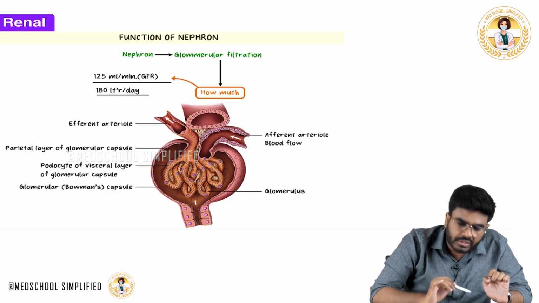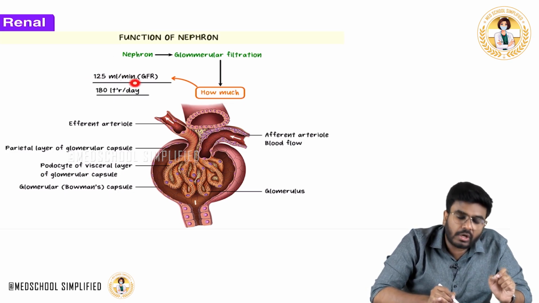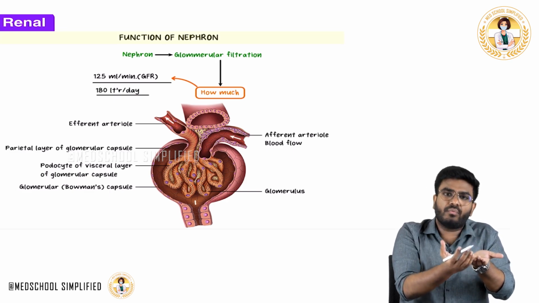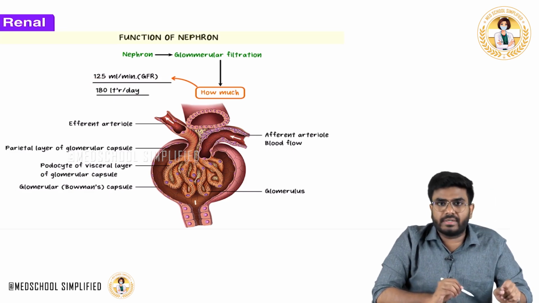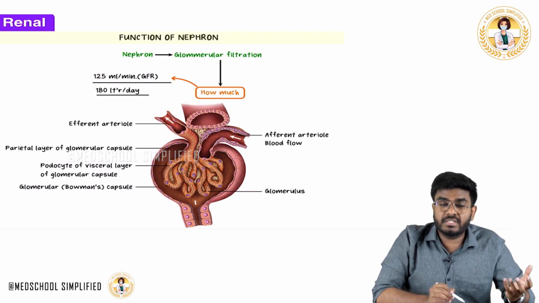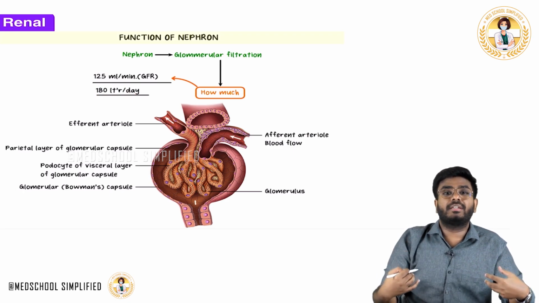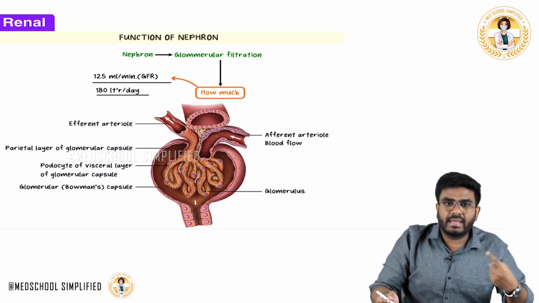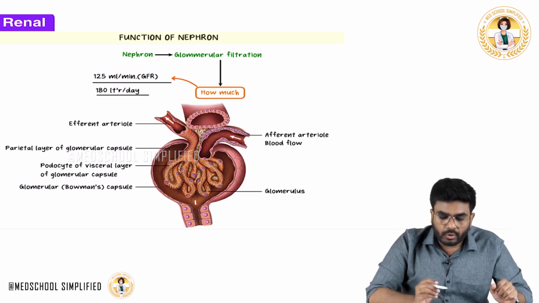Glomerular filtration. We know how much is filtered every minute: 125 ml of plasma is filtered every minute in both the kidneys, in all the nephrons. So in 1 minute 125 ml of plasma is filtered, which means every day the glomerular filtration is 180 liters. Don't think that you have 180 liters of plasma. It is like the same plasma is filtered again and again. Now let's discuss the structure of the glomerulus.